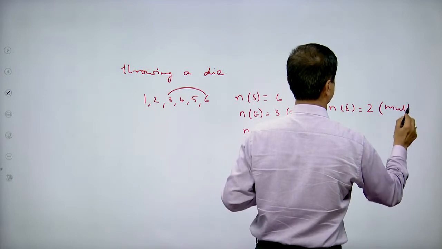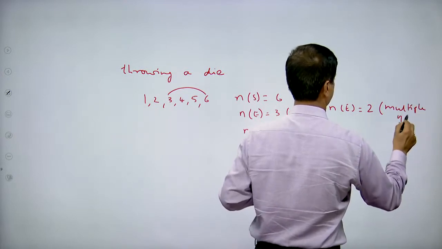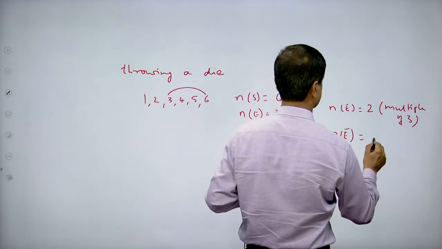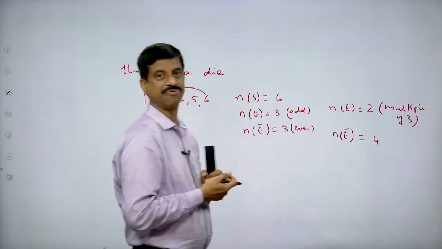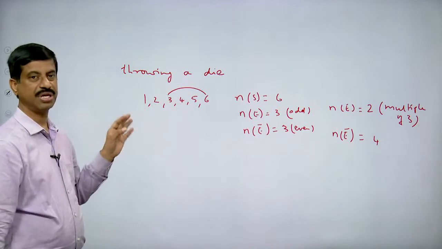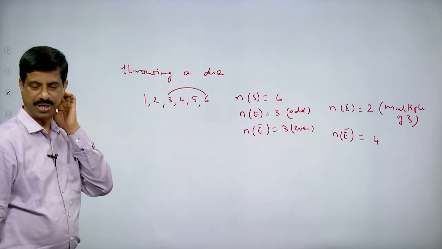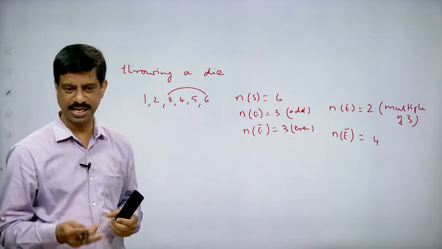Multiple of 3. n of E bar is 4, other than multiple of 3, like that. So whatever he asks is his choice. Rest we have to work out. Okay.